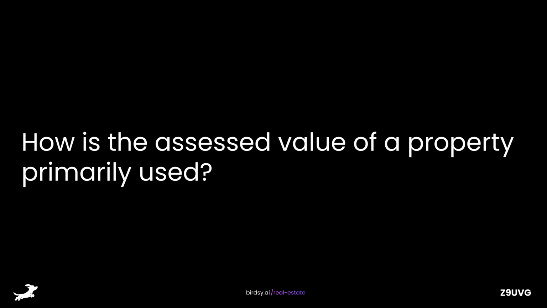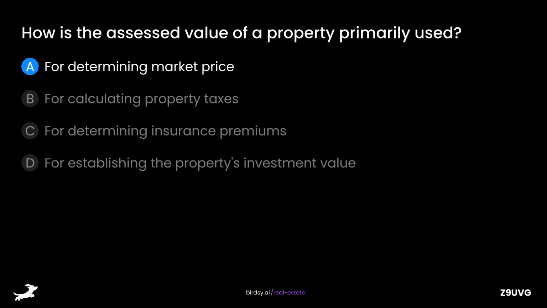How is the assessed value of a property primarily used? Is it A. For determining market price, B. For calculating property taxes, C. For determining insurance premiums, or D. For establishing the property's investment value? The answer is B. For calculating property taxes.